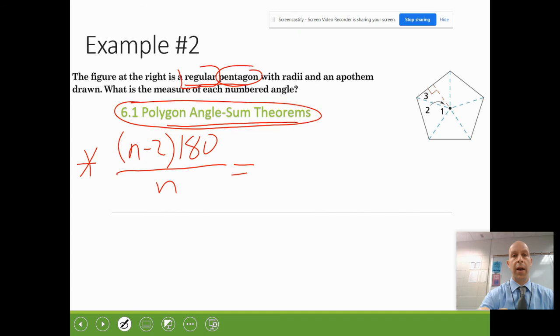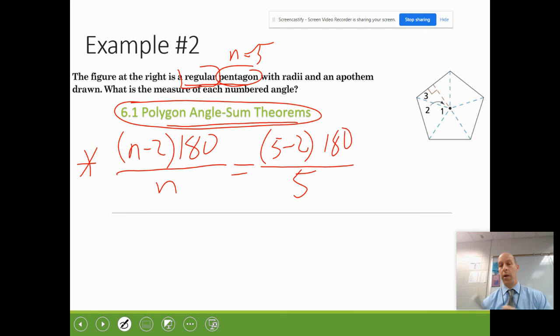So in this example, since we're dealing with a pentagon, n is 5. So we would do 5 minus 2 times 180 over 5. And again, I would encourage you to just use your calculator. So I'm going to do 5 minus 2, that's 3 times 180, and then divide that by 5. So we get 108. That's what this is equal to, 108. So that means that this angle here is 108.